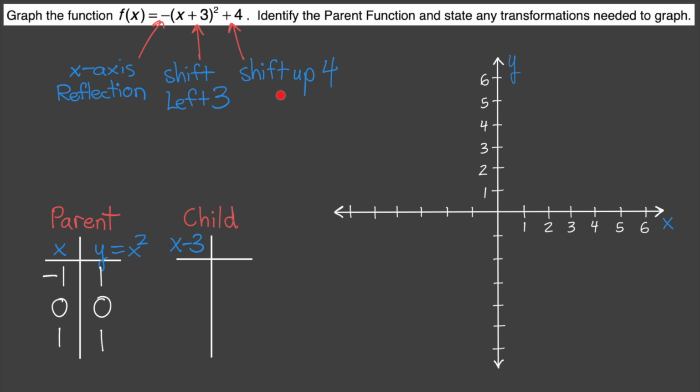In the y spot, these two will affect the y. Because there's an x-axis reflection, it'll be negative y, then up 4. So it'll be negative y and then plus 4, because we're shifting up 4. All right, so we're going to use these two for our child function.